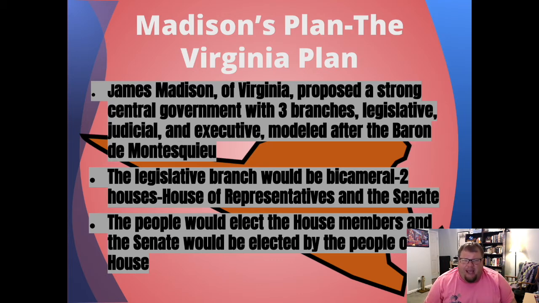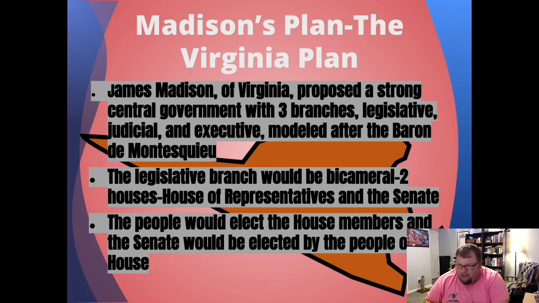And so the first plan was proposed by a guy named James Madison, and he was from the great state of Virginia at this point. In Madison's view, he proposed that a strong central government should be created with 3 branches of government, with a legislative, judicial, and executive branch. And he molded this plan upon Baron Montesquieu, where he had separation of powers and checks and balances within the government. And he says that this legislative branch would be bicameral.